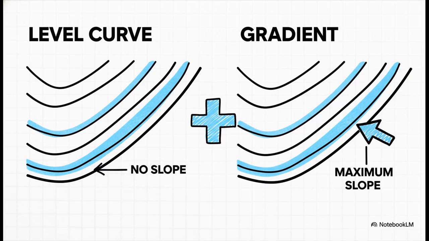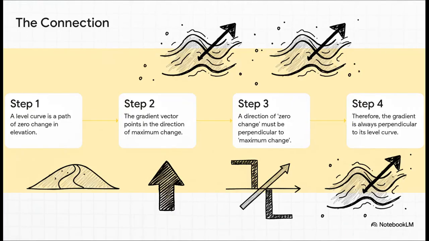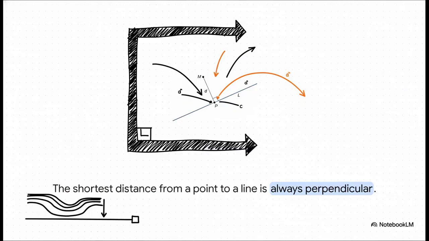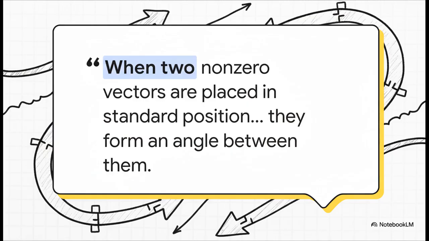Level curve, meet the gradient. Here's the reveal. It's simple logic, right? The direction of zero change must be perpendicular to maximum change. Think about it like this. The fastest way to cross a road is to go straight across. That's why the angle between that easy path and the steepest path is always 90 degrees.